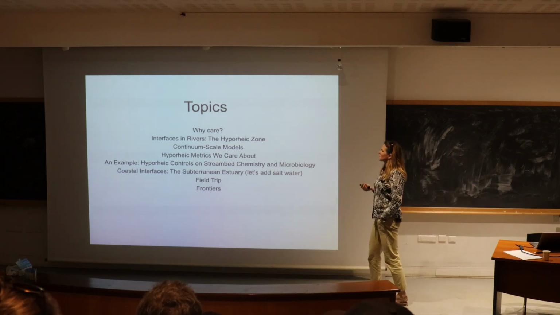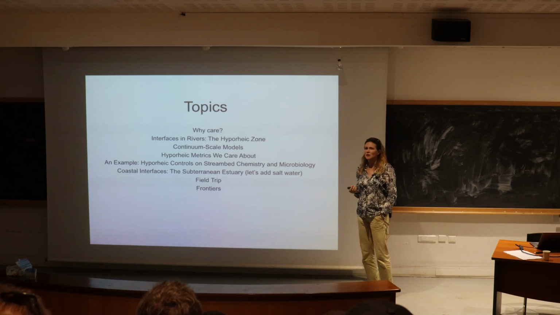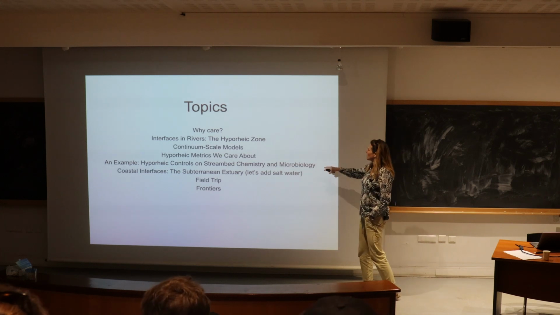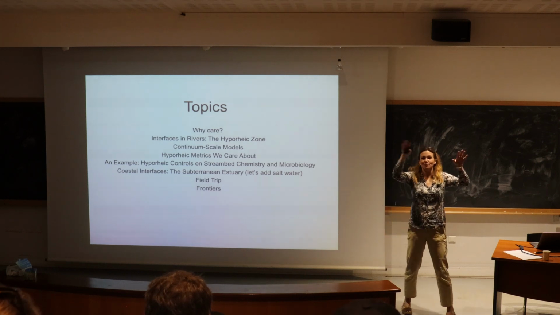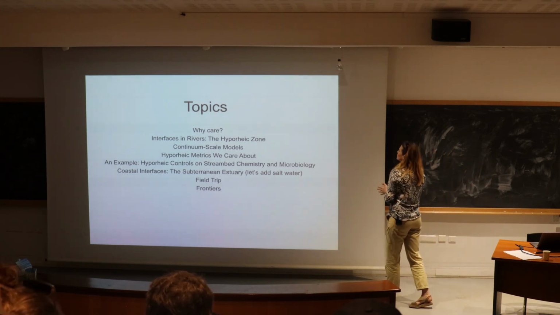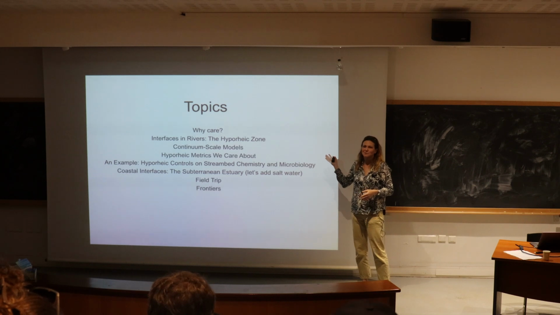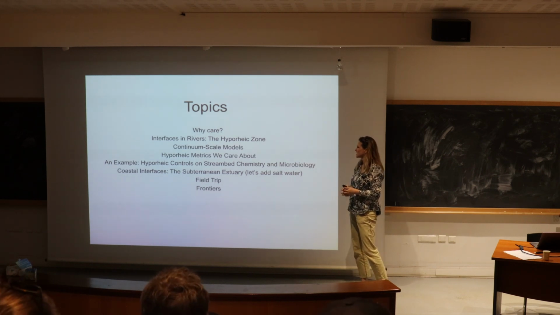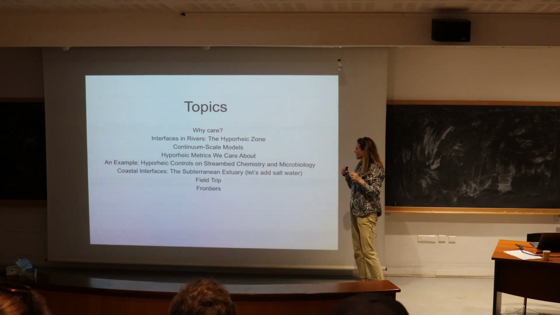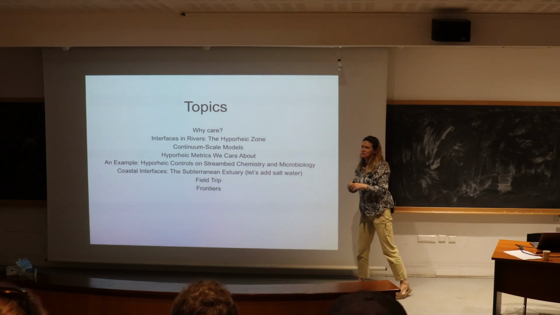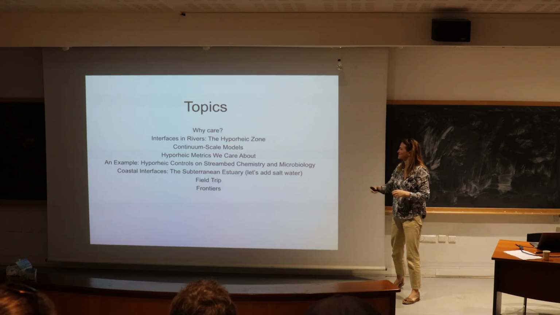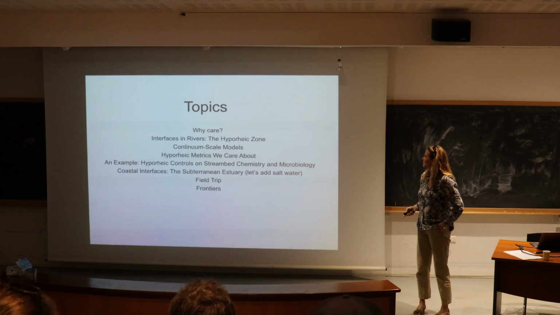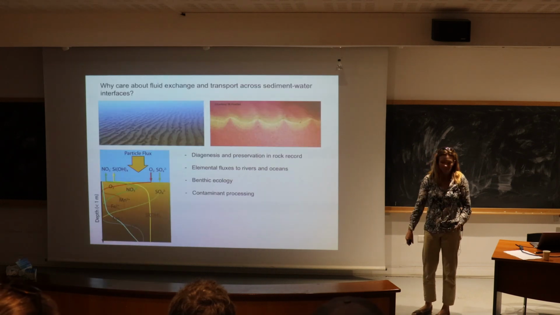And we'll talk about some of the metrics that we care about for thinking about biogeochemical and thermal implications in these zones. And I'll give you a little bit of an example from some of our work in a high mountain stream. But then I'm going to whisk you away from the mountains to the coast, and we'll talk about something very relevant to what's right outside of our door, coastal interfaces, and the subterranean estuary. So we're going to add salt water to some of these things that I will have talked about in the previous talk. I'll take you on a virtual field trip right outside of our door, and I'll just talk a little bit about some frontiers in this space.